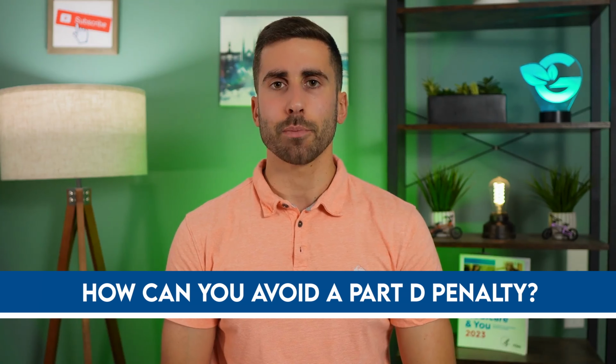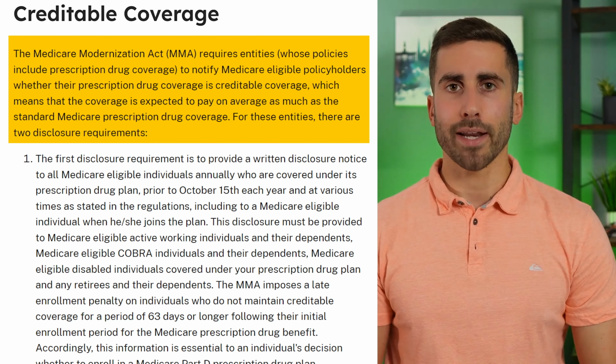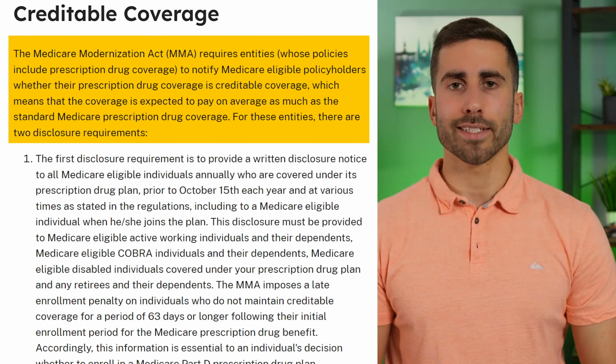Okay, so we briefly alluded to this earlier, but how can you avoid a potential Part D penalty? It's a really good question. Well, the easiest way to avoid a Part D penalty is to enroll during your initial enrollment period when you first become eligible for Medicare, unless you are covered by prescription coverage that is considered creditable coverage for Part D. Now, having creditable Part D coverage allows you to potentially delay prescription drug coverage beyond age 65 without a lifetime penalty. Medicare states that creditable coverage simply means that the coverage you have is expected to pay on average as much as the standard Medicare prescription drug coverage. So basically, you are forgoing Medicare prescription drug coverage for other coverage that is as good or better.